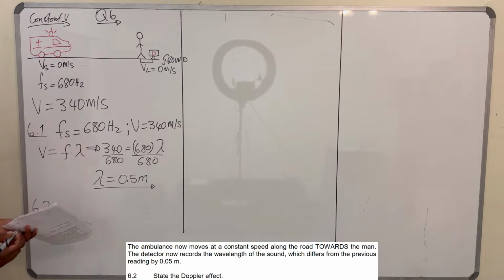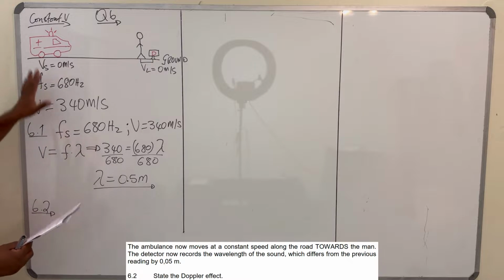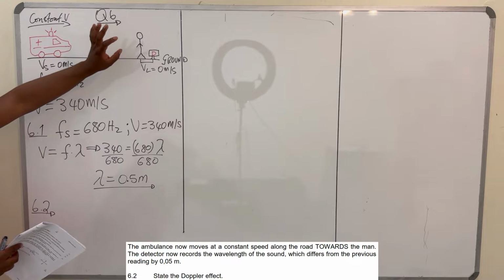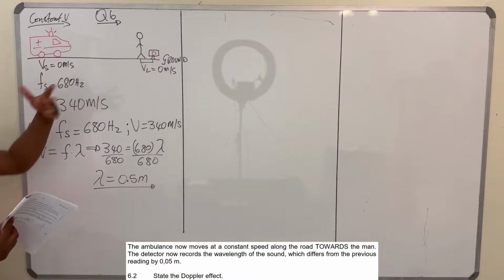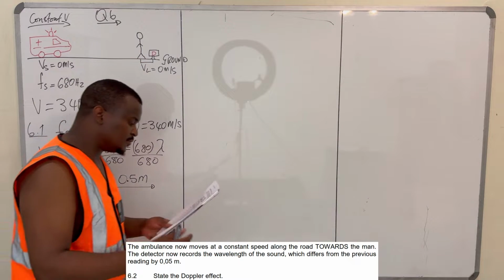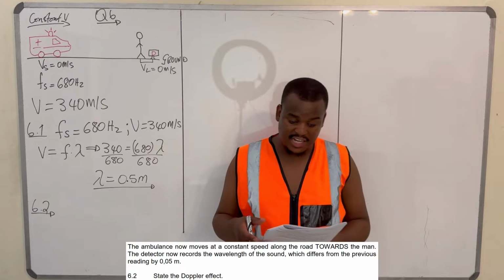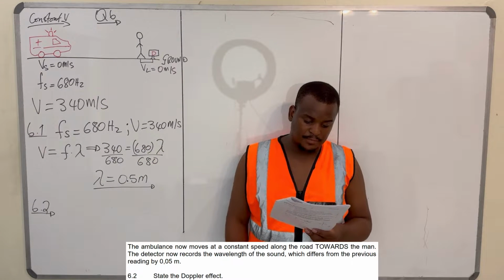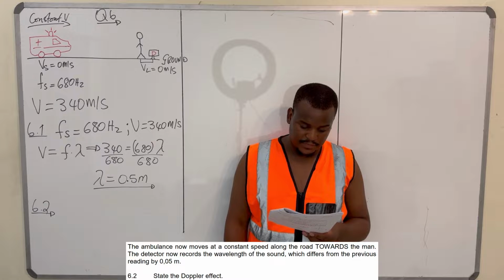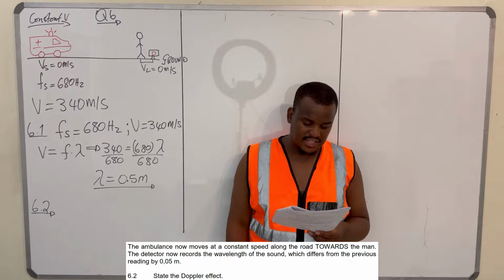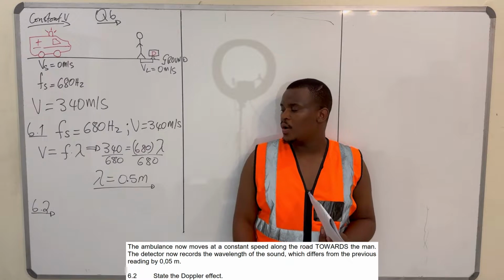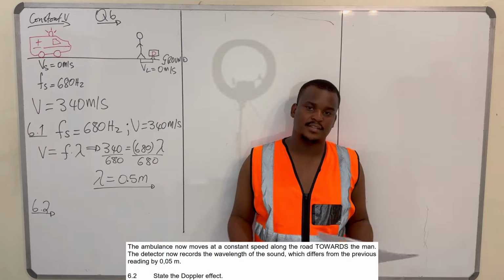As the ambulance is approaching our friend, the wavelength changed. That's what they told us. So the wavelength of the detected sound changed, and it differed by 0.05 meters. So we go to 6.2. They are saying state the Doppler effect. So what is the Doppler effect? That's what they want you to state.